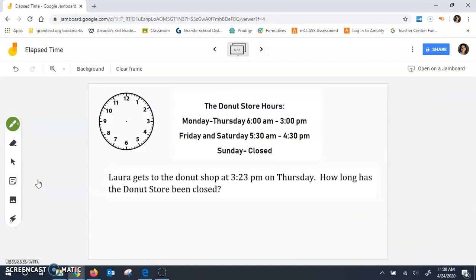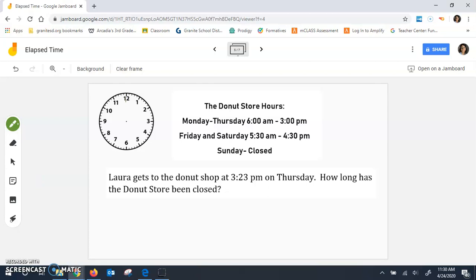Let's take a look at this one. We're still looking at the same donut store here. And it says Laura gets to the donut shop at 3:23 p.m. on Thursday. How long has the donut store been closed? Okay, so I look, Thursday's up here in my Monday through Thursday. The donut store closed at 3 p.m.